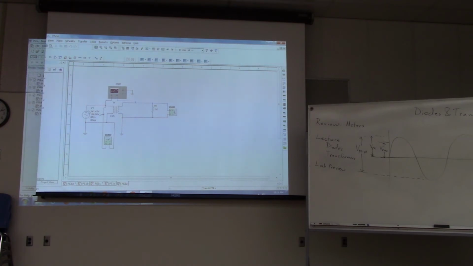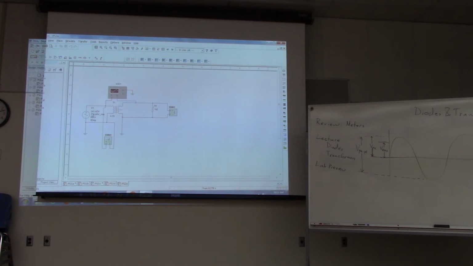And you'll notice that the voltage is specified two different ways. It says 141.42 up here, and then it says 100 volts RMS. So what this is showing you is the peak voltage, which is 141, and then the RMS voltage, which is 100. Okay.